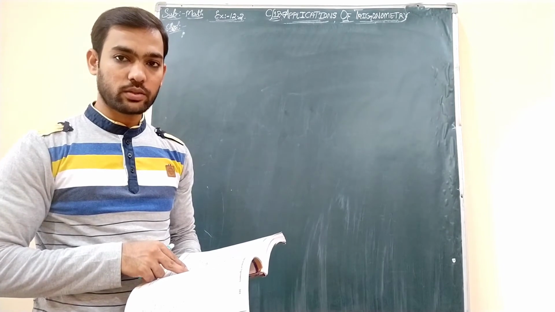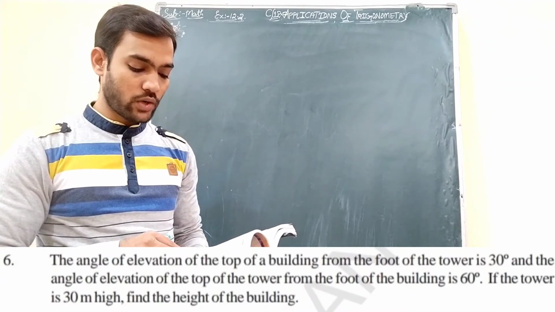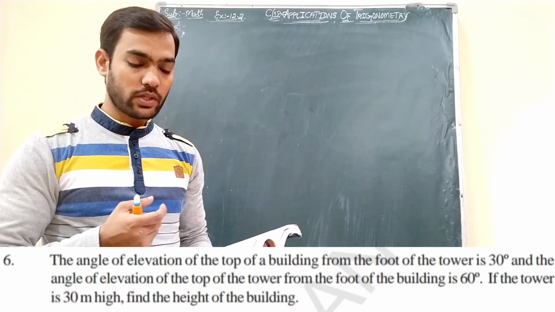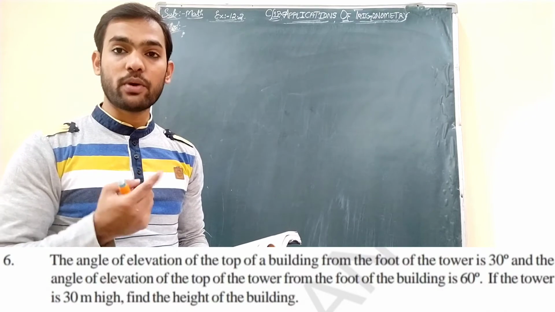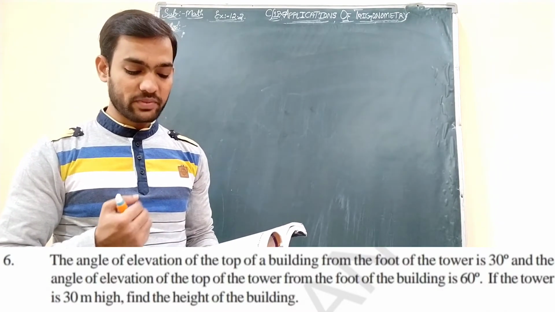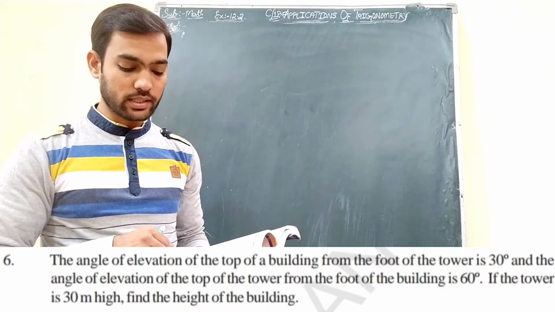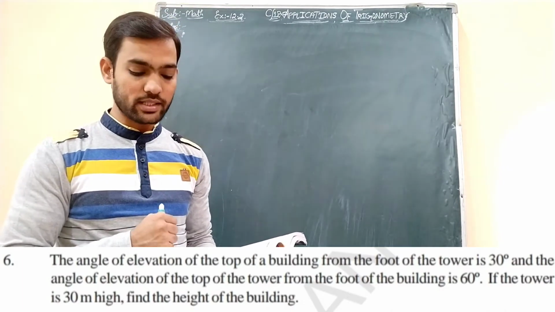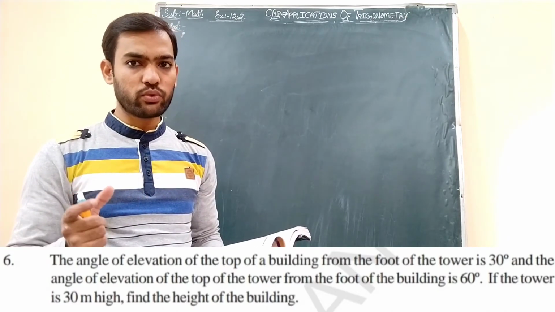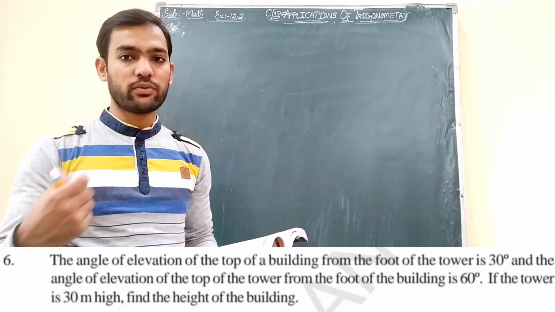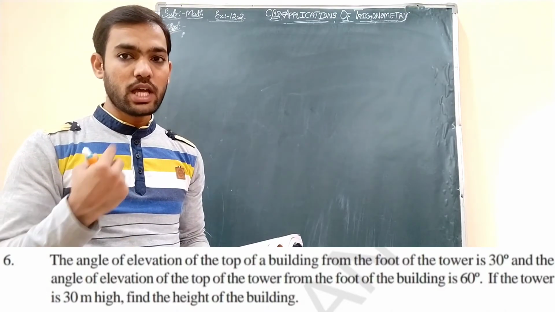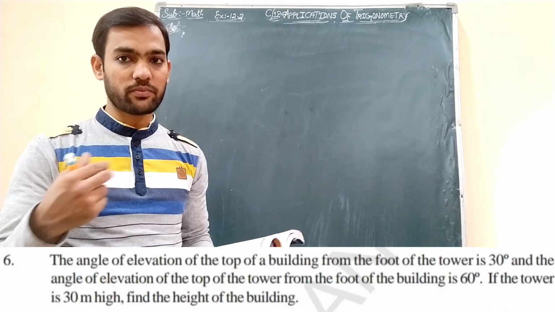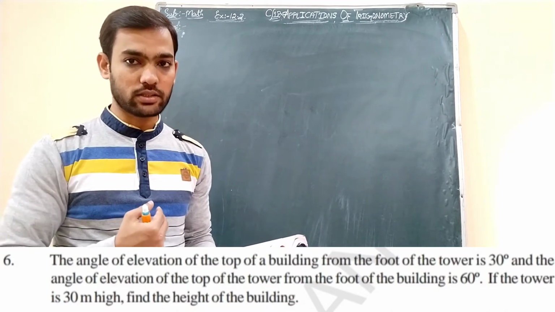Now see question number 6, students. The angle of elevation of the top of a building from the foot of the tower is 30 degrees. You are observing the top of a building from the foot of the tower, so the angle of elevation is 30 degrees, and the angle of elevation of the top of the tower from the foot of the building is 60 degrees. See, students, from the foot of the building you are observing the top of the tower, and from the foot of the tower you are observing the top of the building. Okay, so this situation is like this. From the foot of one thing you are observing the top of another object.